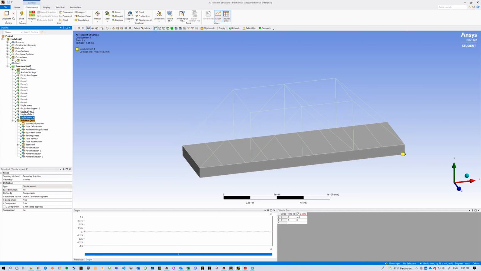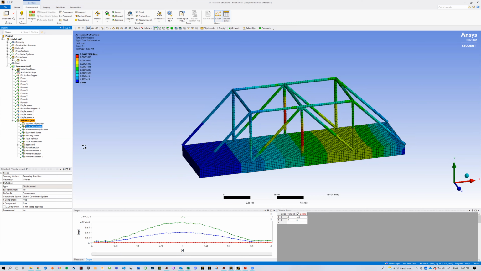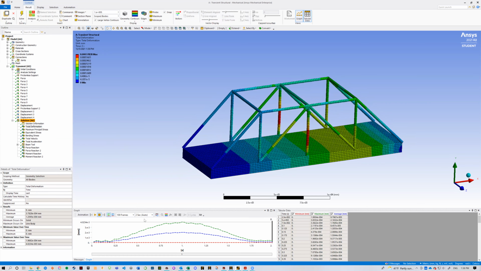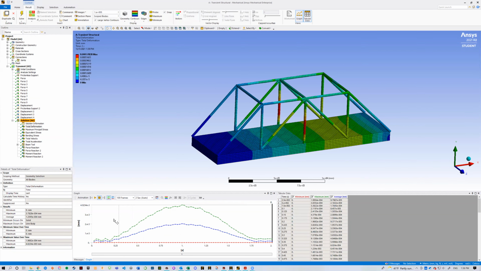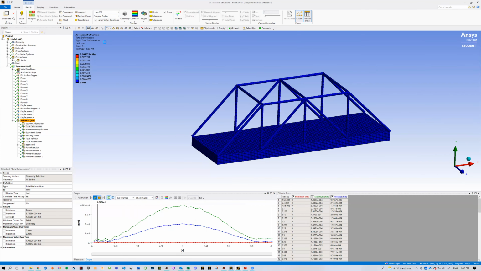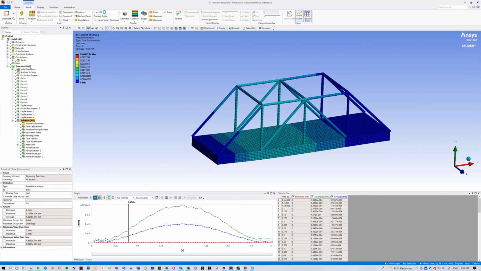So let's see, I'll show you the solution. Here you can see in the deformation graph that we get a lot of oscillation actually. And this is way more pronounced if we have a smaller step size. So I'll just play this right now. Notice the scaling up here is about 100,000 times.